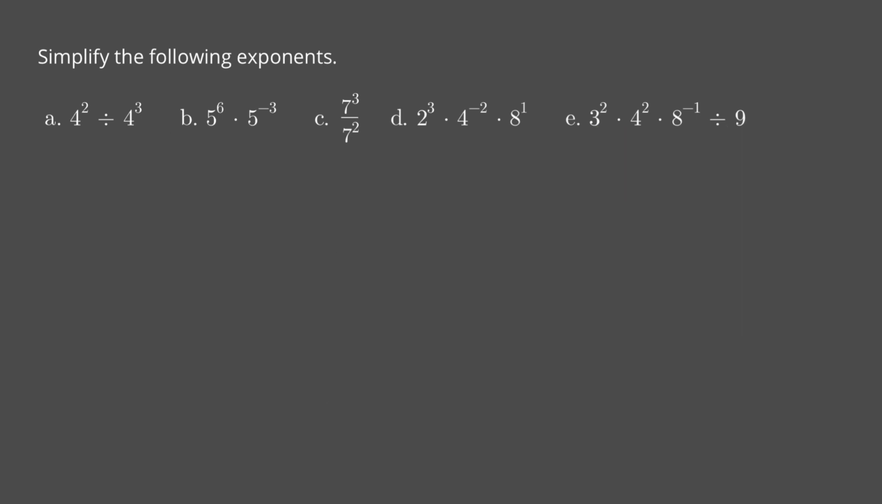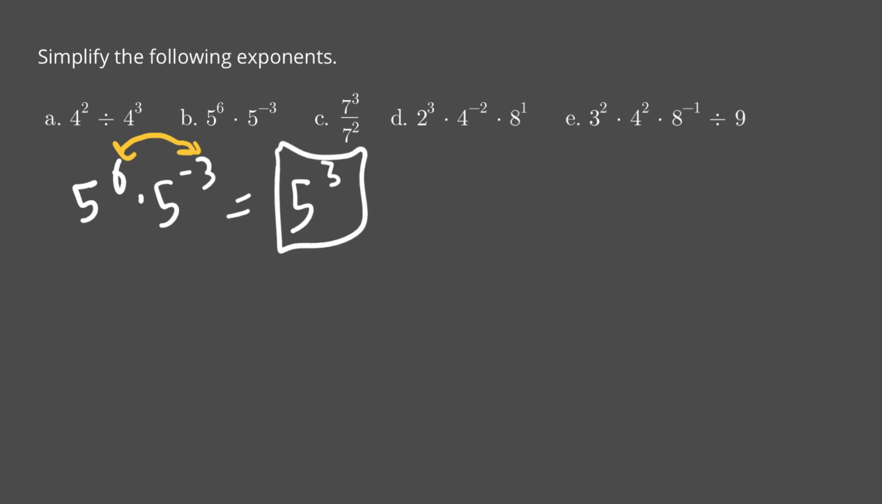Looking at part B, we have a multiplication problem that is actually division. Like we learned from the previous example, 5 to power 6 times 5 to power negative 3 is going to be multiplying numbers with exponents. Since our bases are the same, that remains unchanged. Now we have to look at the exponents. Since it's a multiplication problem, we add the exponents. 6 plus negative 3 is the same thing as 6 minus 3, which is going to give us 3. 5 to power 3 is our final answer.